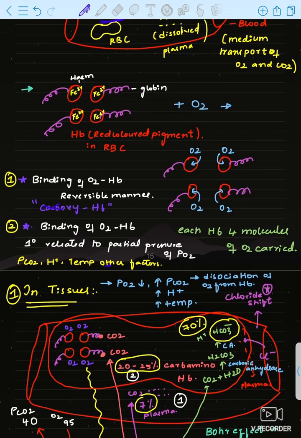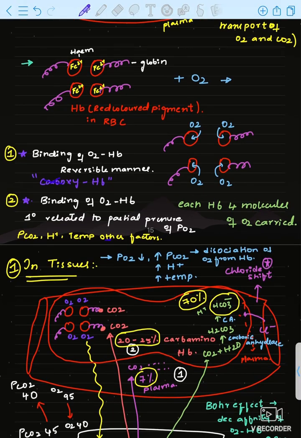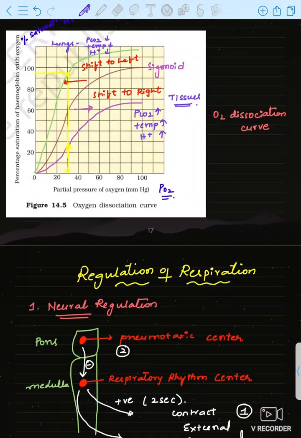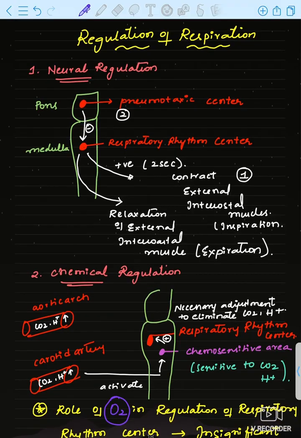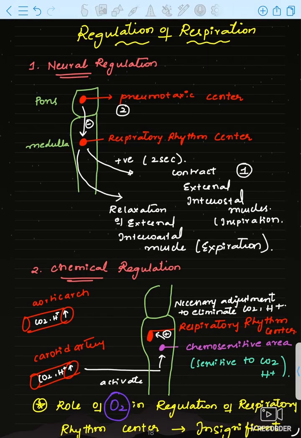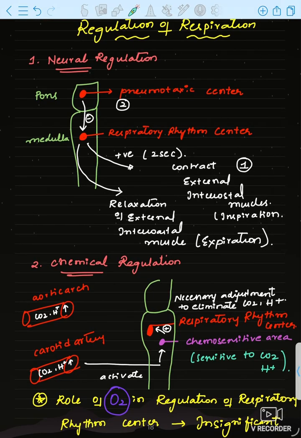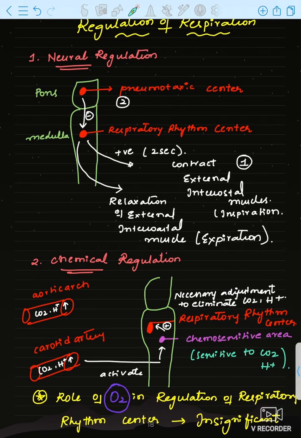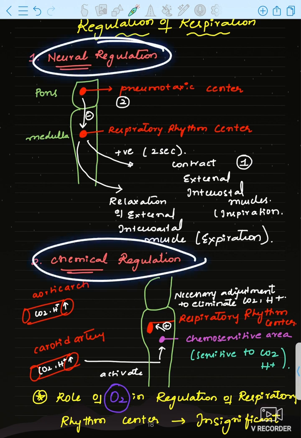Oxyhemoglobin. If it is binding with carbon dioxide, then it is carboxyhemoglobin. Now this is the second last part, regulation of respiration. Respiration is regulated in two ways, that is neural regulation and chemical regulation. Neural means the CNS is involved.